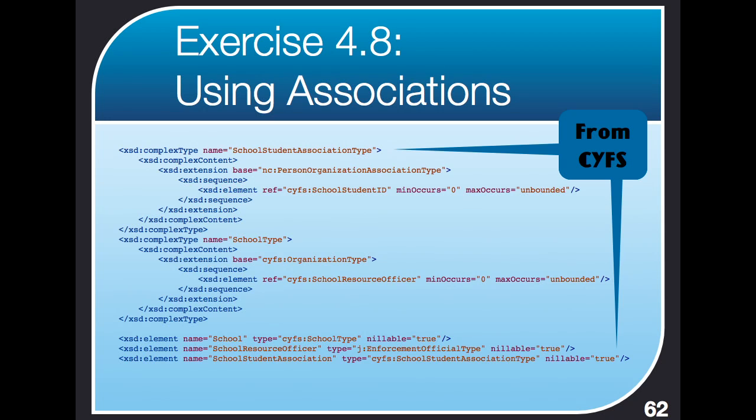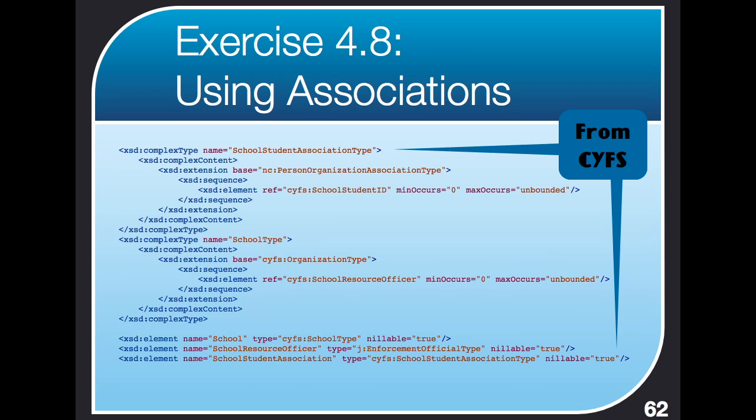This first schema snippet is from CIFAS. In it we have the school student association type being defined. Now its base is person organization association type, which is in turn derived from that generic association type. Now you can probably guess what's in a person organization association type. That would be a reference to a person and a reference to an organization. And that's what we'll see in the next schema snippet. What we add to that is a school student ID. Now, of course, there's actually more inside of a school student association than just a school student ID, but we wanted to keep it all on one slide, so there you go.